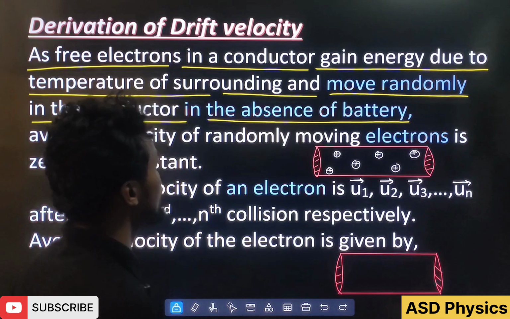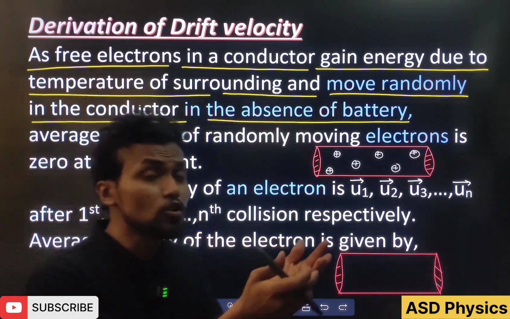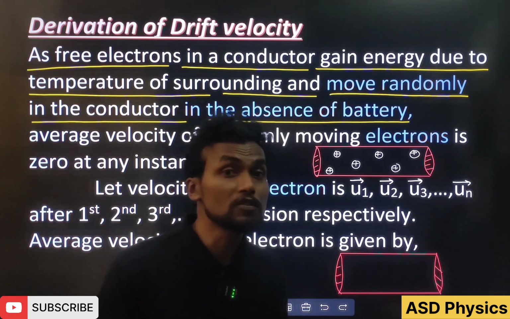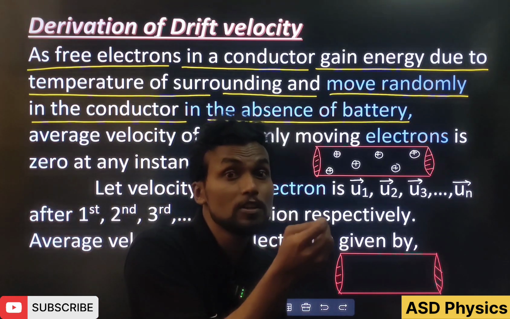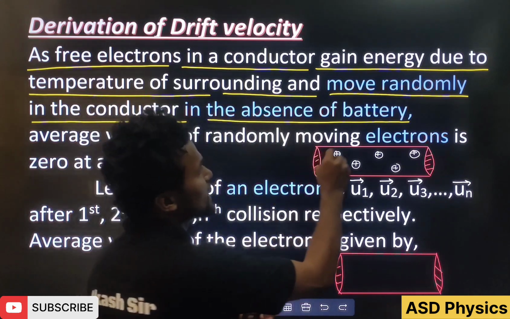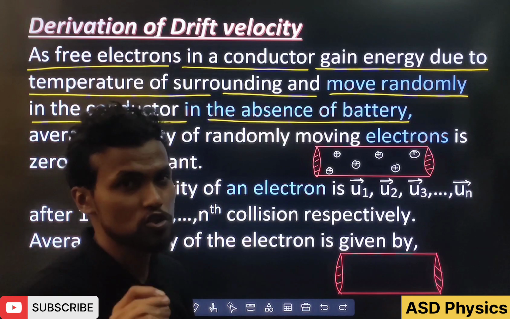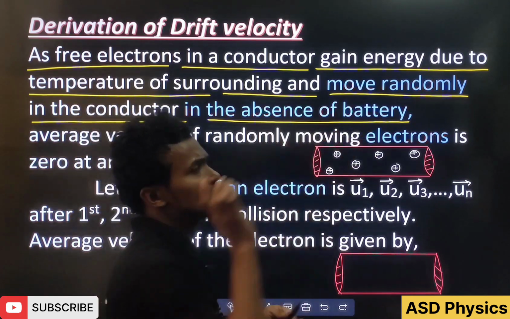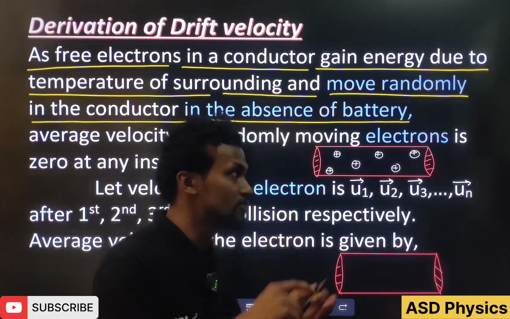Here I have taken one conductor, and you know very well that when a free electron comes out of an atom, as the electron is negative, the atom that loses the electron becomes an ion. Which ion? A positive ion, and I have represented that here. These ions are called immobile positive ions, because they are fixed inside the conductor, and free electrons, as the name suggests, will move.